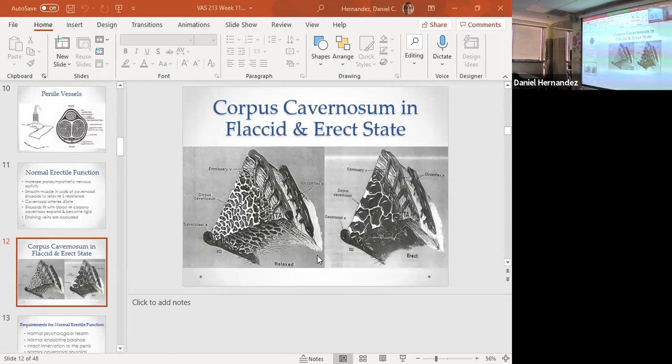So this is just a cross-sectional anatomy slice of the corpus cavernosum in a flaccid versus an erect state. So these are those sinusoids that are empty of blood, and then during erection they become engorged and filled with blood.